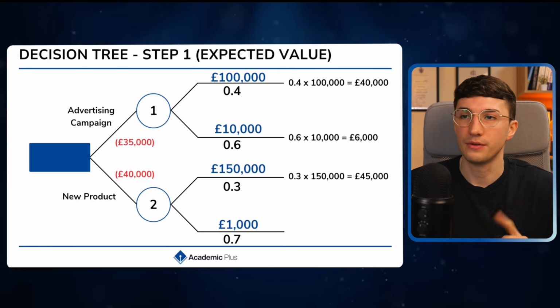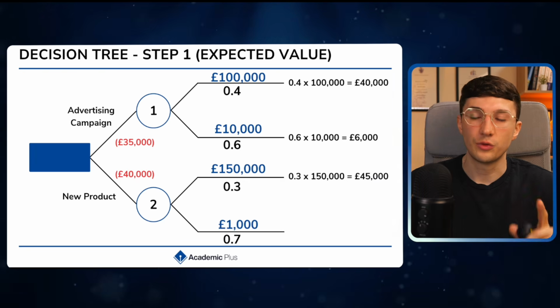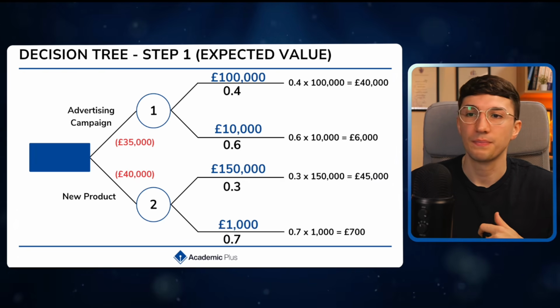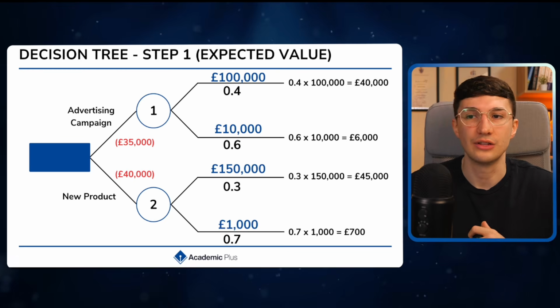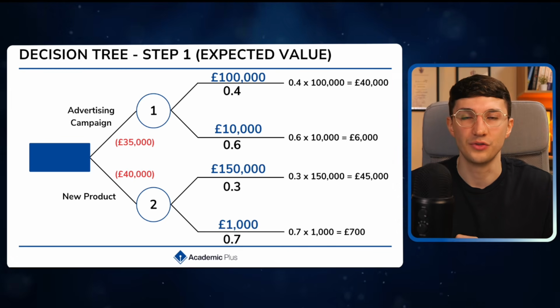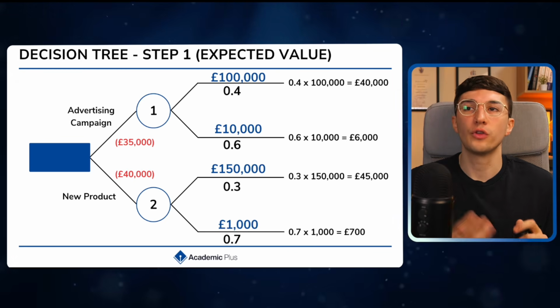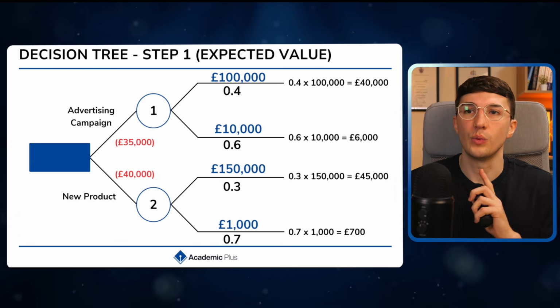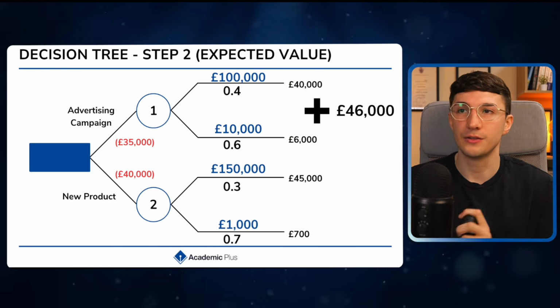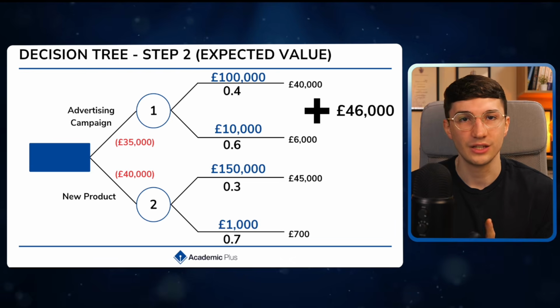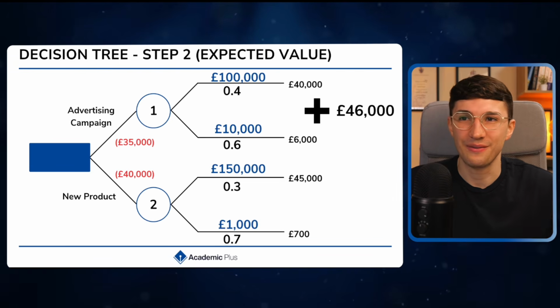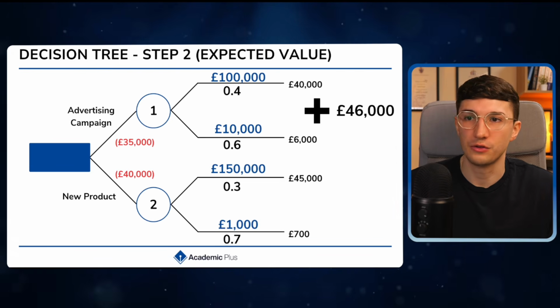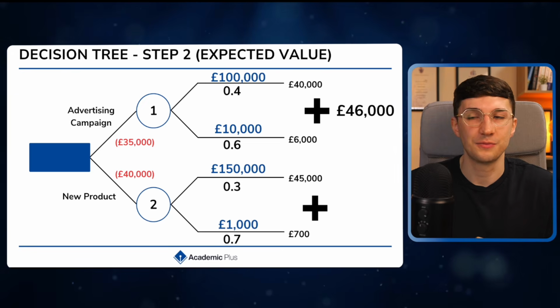We do 150,000 times 0.3, which would give me £45,000. And then last but not least, 0.7 times 1,000 gives me £700. But we want to know what the total expected value is, so we need to add these both together. That gives me an expected value of £46,000 for option 1, and we do the exact same thing for option 2. We do 45,000 plus 700 to give me an expected value of £45,700.